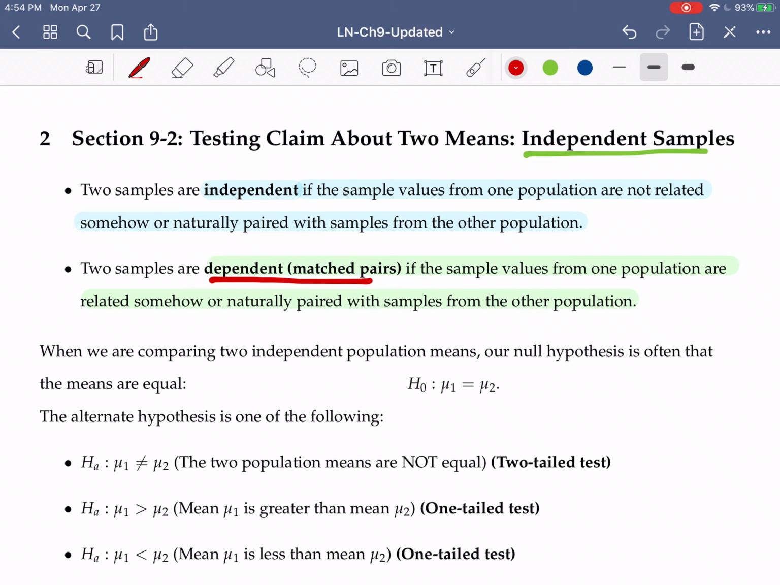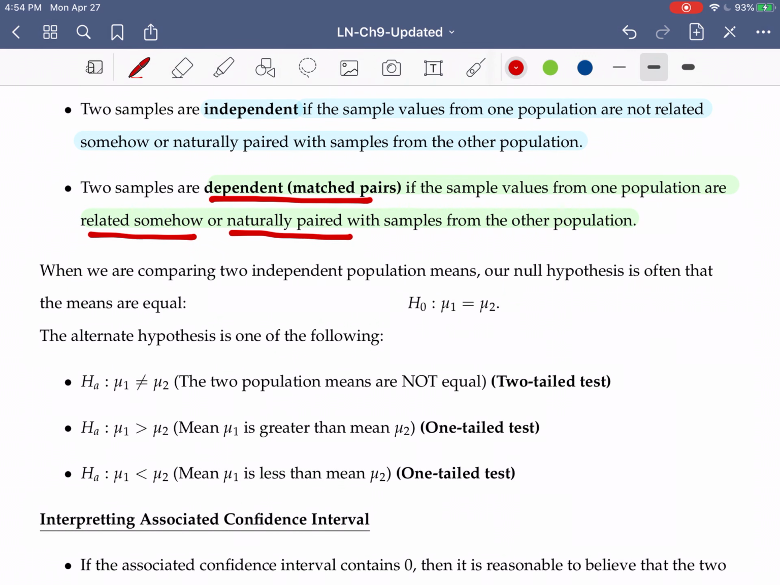And so when we have a natural pairing, or they're related somehow, that is dependent. If it's not a natural pairing, even if we can pair it, then it would not be considered a dependent sample. Instead, it would be independent.